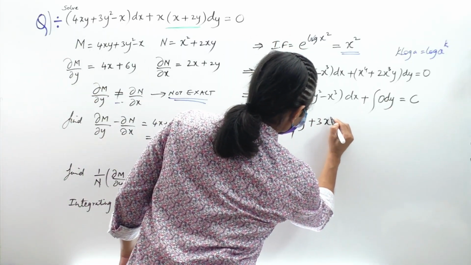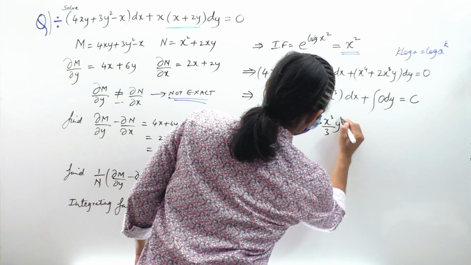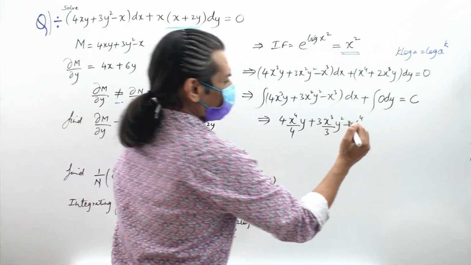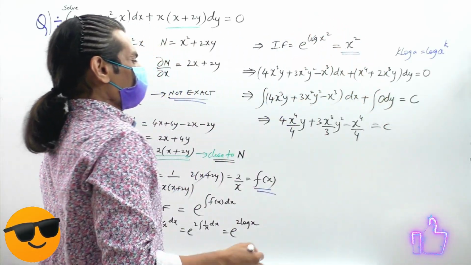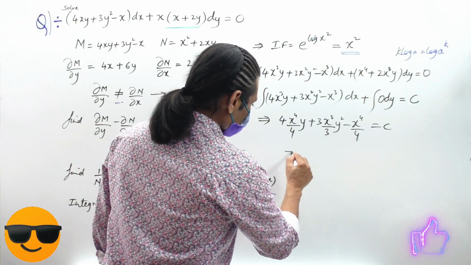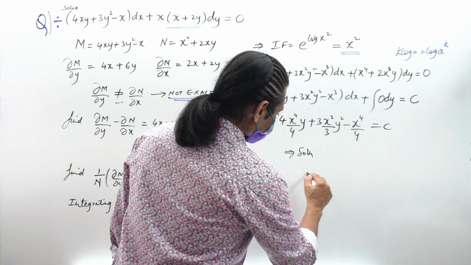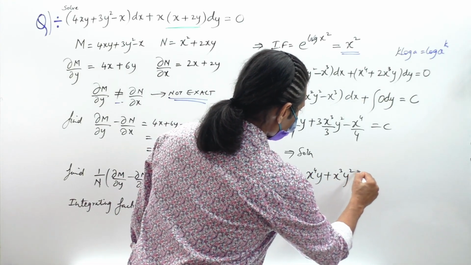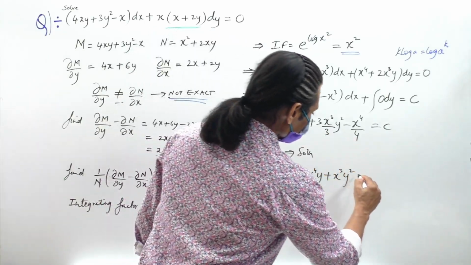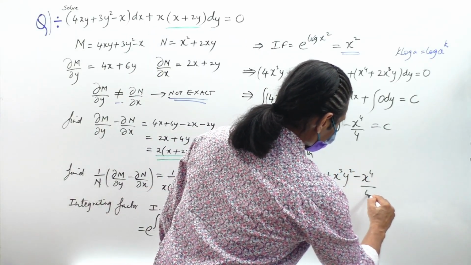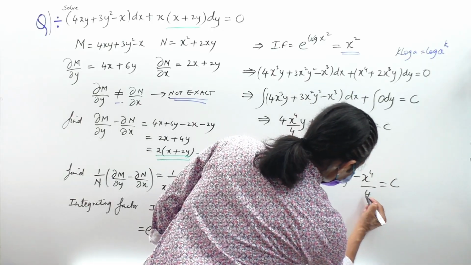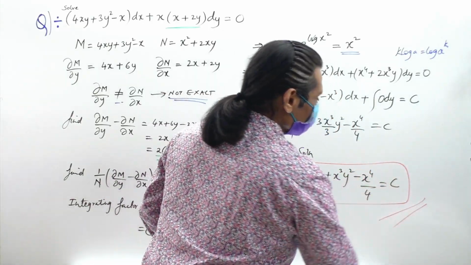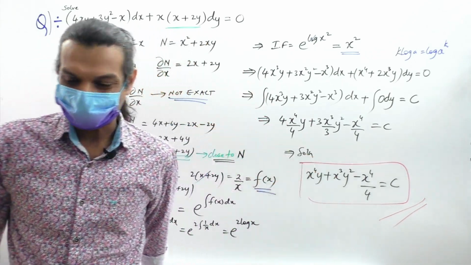So, x cube by 3 into y square, minus x cube is x to the 4 by 4, and obviously integration of 0 dy is 0, equal to c. So, here 4 cancels, 3 cancels, so that implies the solution is x raised to 4 y plus x cube y square, am I right? 3 cancels, minus x raised to 4 by 4 is equal to c. Beautiful solution. So, this is how we solve a reducible to exact form.